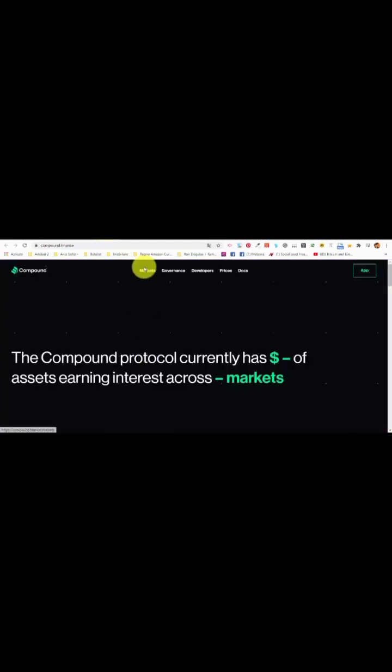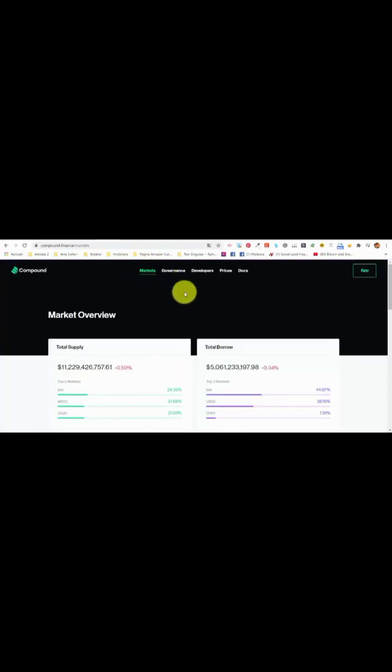We also have Compound, which is, let's say, pretty popular. Total supply 11 billions, if I'm not mistaken. Total borrowed so far 5 billions. Okay, so there are more suppliers than borrowers, and you can see here the annual potential yield, or earn, if you want to. And you can just check this out and see if it's a good fit for you. You know, again, make your research.